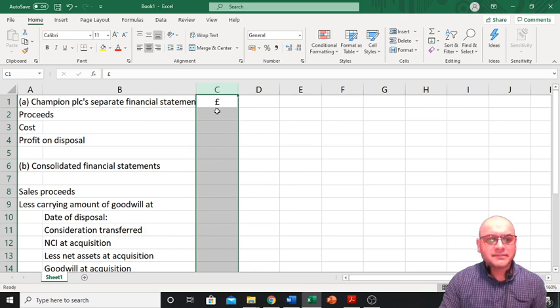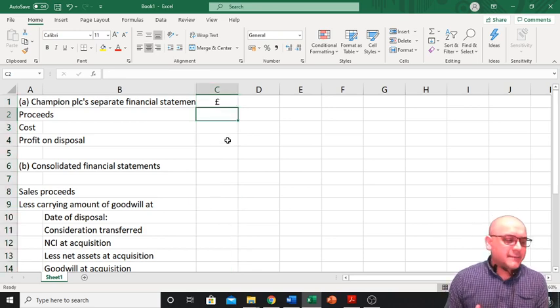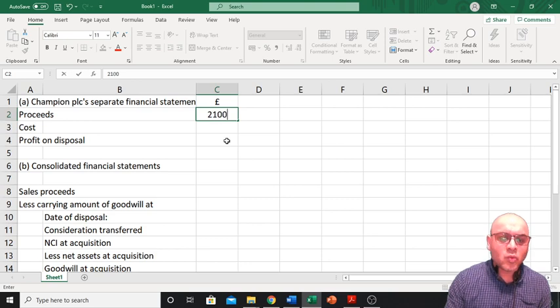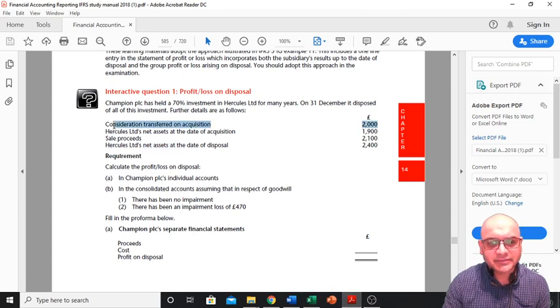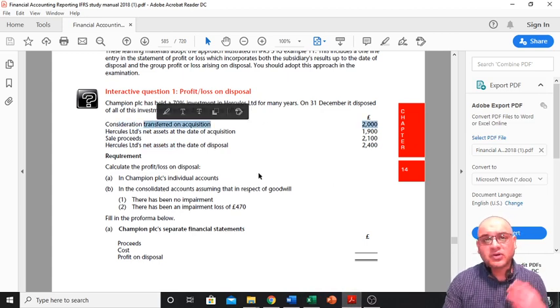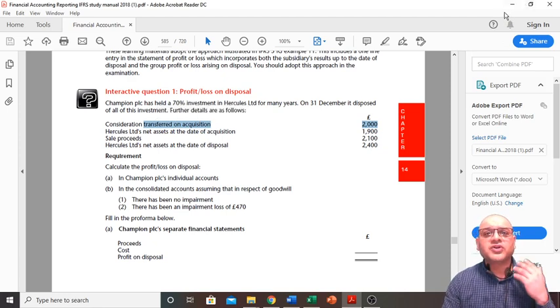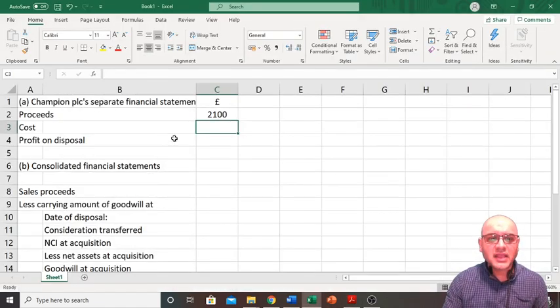Okay. So we know, what's the name? Champion PLC. Yeah, Champion PLC has received 2,100 as proceeds. Now, original cost, the question mentioned, the original cost, the consideration transferred on the date of acquisition was 2,000. So remember, when you're working out profit or loss for the parent, the original consideration paid or original investment made is what is compared with the proceeds.